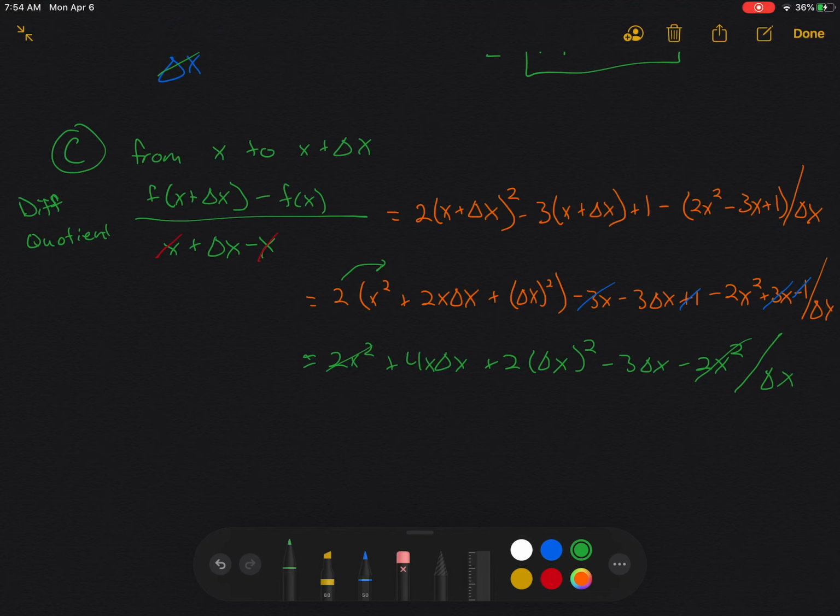What we're left with is terms that only have delta x, so we're going to pull that out front. I'm pulling this delta x out of my numerator. You get that delta x right there. Cancel it out. You're left with 4x minus 3 plus 2 delta x.